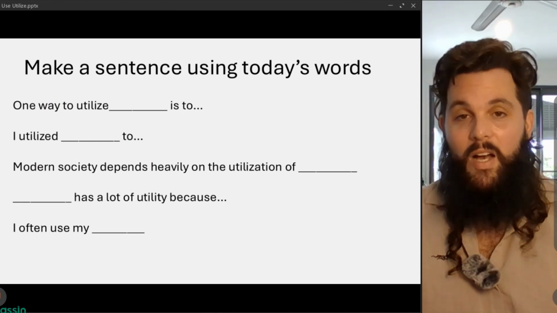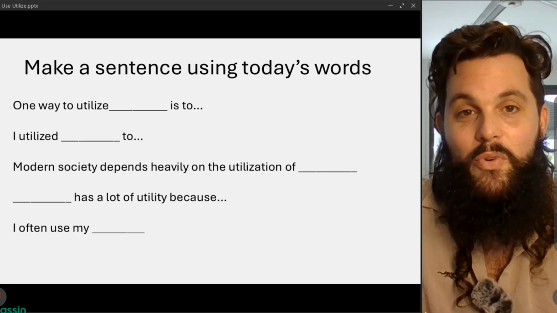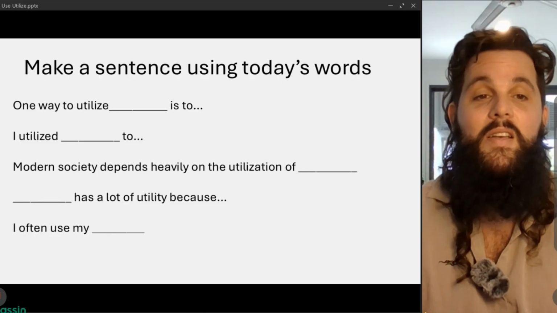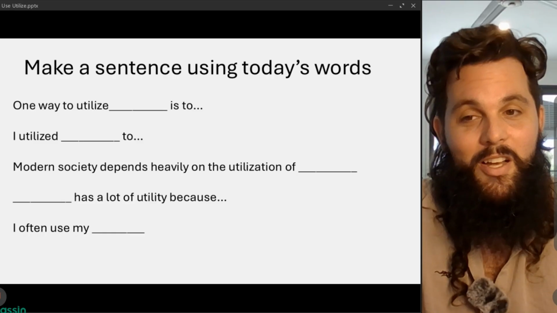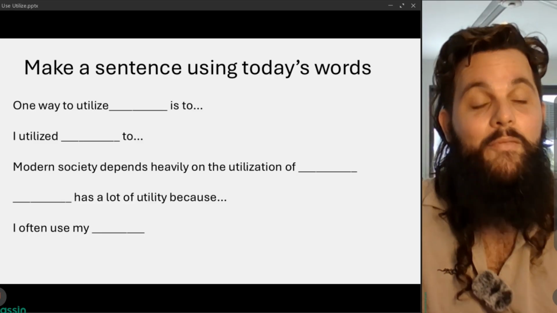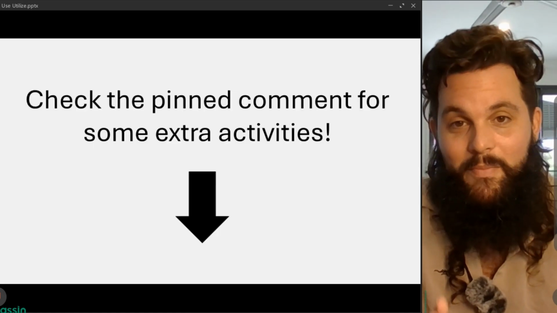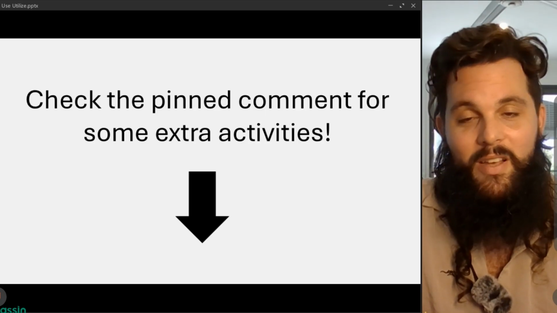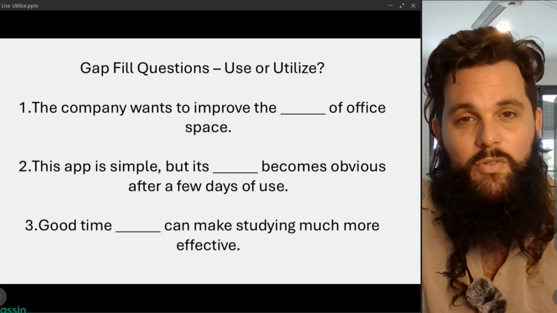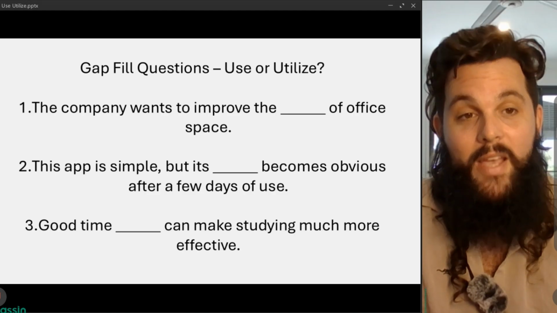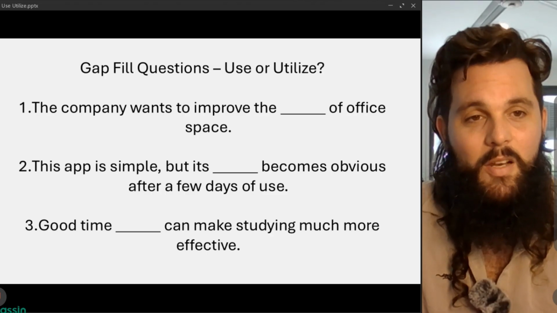All right, now, I'd love to hear from you guys. Go ahead and try and make a sentence with the words we've used today. You could use your own sentence, but if you can't think of anything, I've given you some here for you to practice with. Try and finish all of them if you can, and write them in the comments below. I'd love to see your ideas. I've also put some extra activities in the pinned comments for you to practice with, but for now, here's some gap fill questions. Which one feels more natural, use or utilize? More than one answer is definitely possible, but try to think of the context of the sentence. Which one fits in a better way?